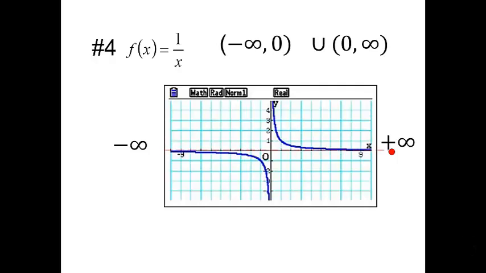And the horizontal asymptote will be at y is equal to 0, the x-axis. And then the vertical asymptote will be the y-axis, or x is equal to 0.